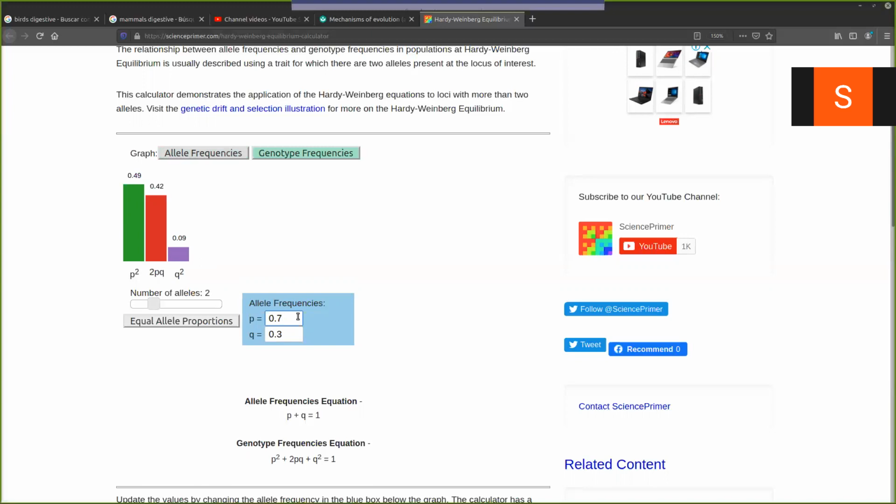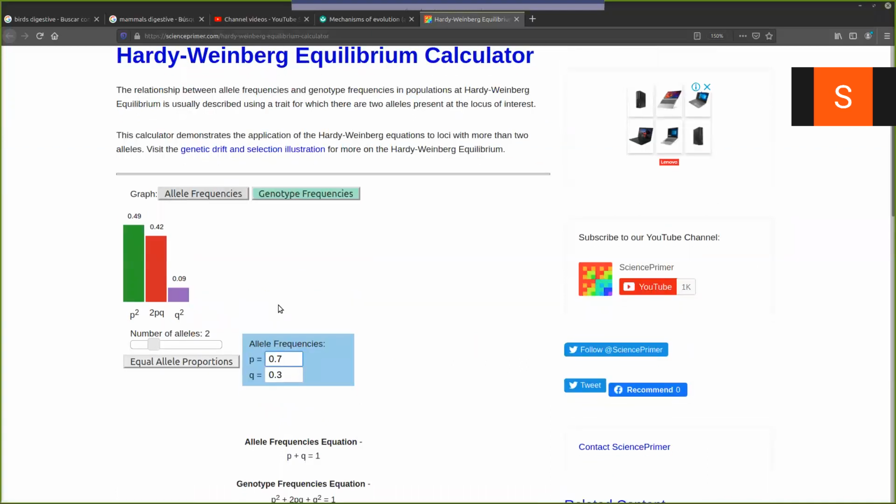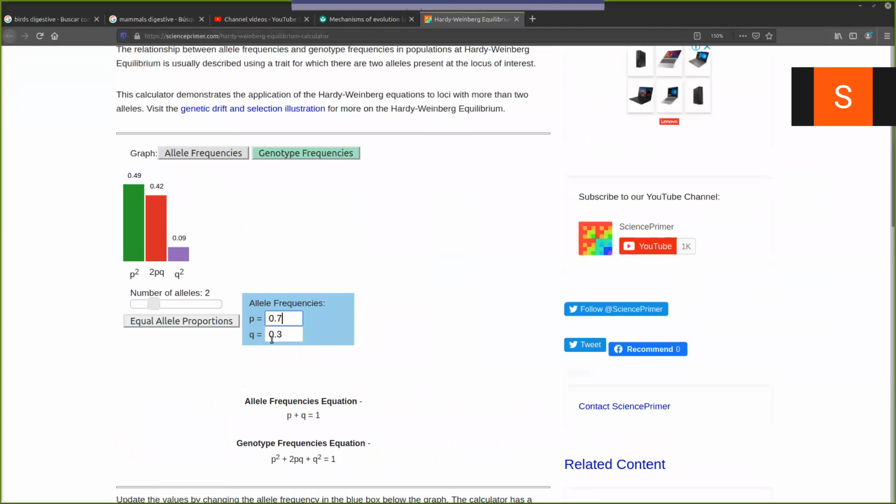How do we know that? Well, if the results of your calculation match this little calculator, that means that they have reached the Hardy-Weinberg equilibrium. And in that case, they are not evolving. Again, they are not evolving if they match the Hardy-Weinberg equilibrium. But if they don't match it, they are evolving. So you have to tell me with this proof whether or not they match the Hardy-Weinberg equilibrium.